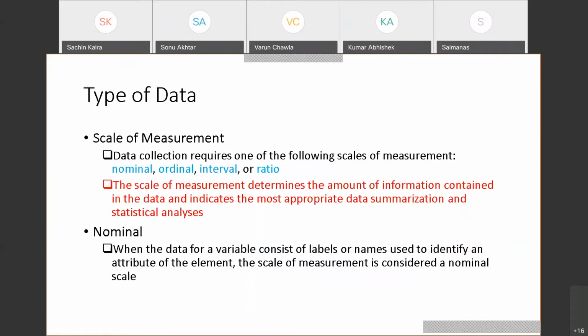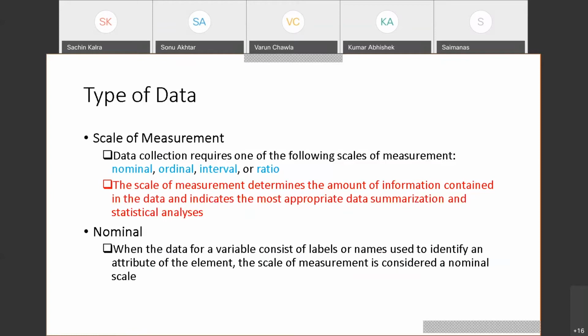Normally, data collection requires one of the following scales of measurement. So these are for a generalized scale. One scale can be out of it as well, but to keep it on a single axis, I have put these four categories. One is nominal, one is ordinal, one is interval, and one is ratio. Now, ratio is self-explanatory. Interval may be self-explanatory. Now, what are nominal and ordinal? And why is the scale of measurement important?